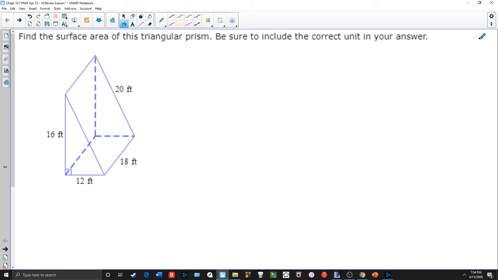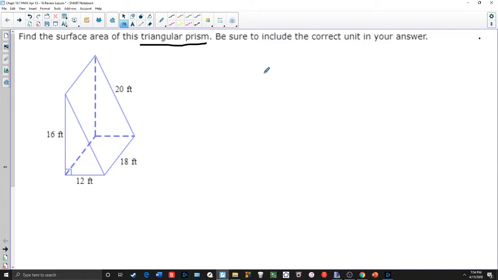So the first one's pretty basic. Find the surface area of a triangular prism. When you have a triangular prism, you always have to do the breakdown method, which is write down each face one by one, find out the area of each one, and then add them back together.